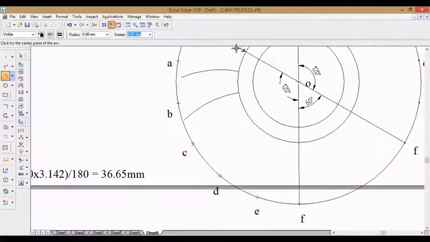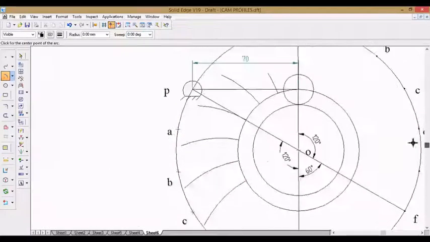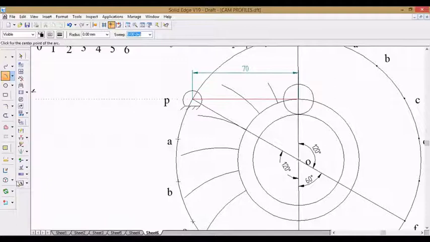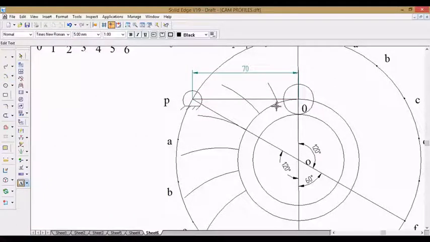And finally F. Radius you take 70 mm. Okay, so now this constitutes 1, 2, 3, 4. So this is 0, this is 1, 2, 3, 4, 5, and 6.